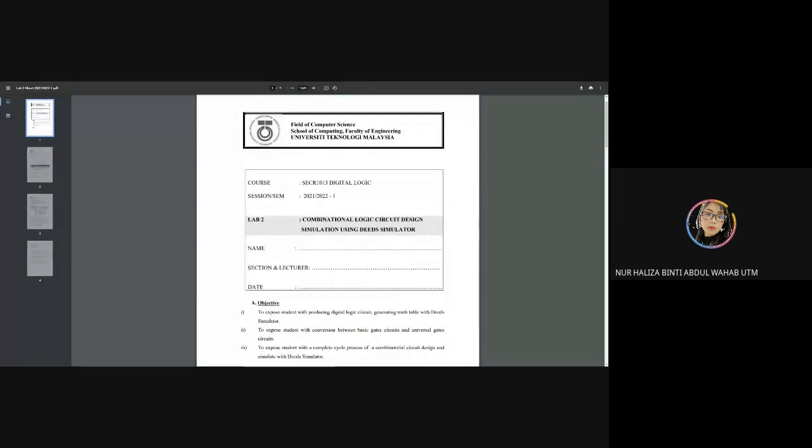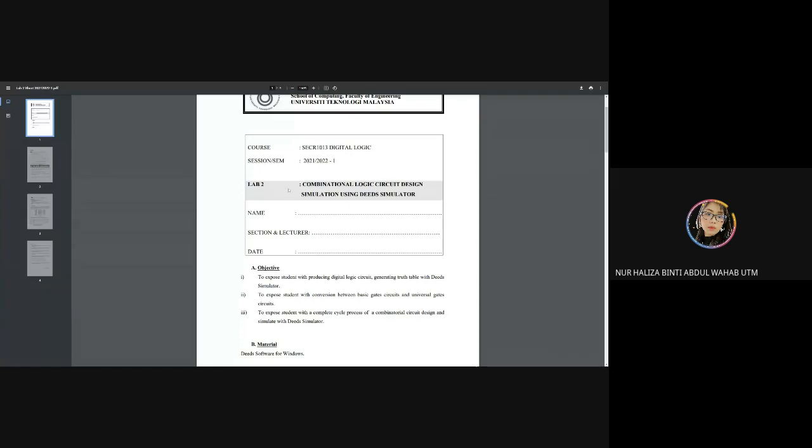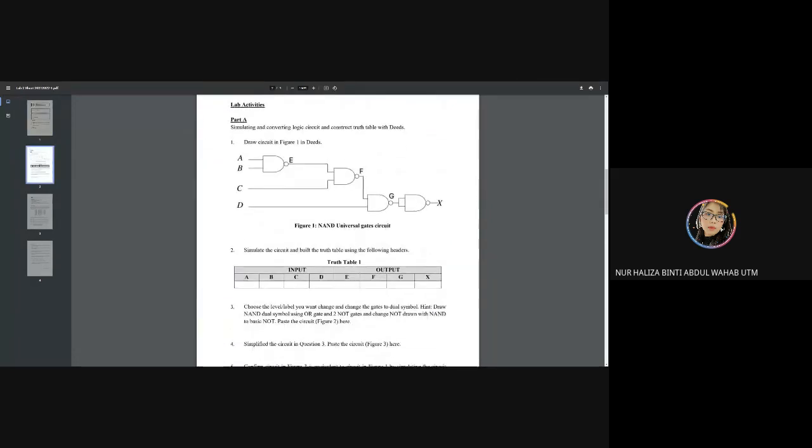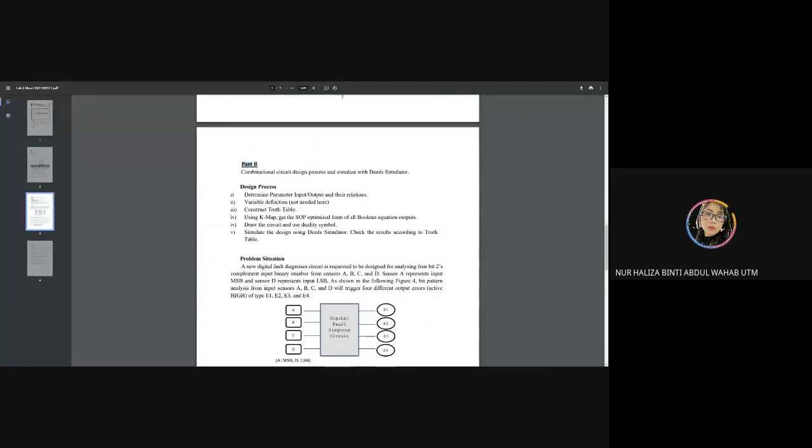Tadi saya ulang balik. Baru nampak kan lab 2 ni kan? So for this lab 2, apa yang you perlu buat, you kena tulis nama dekat sini and then you kat sini ada empty space, sebelah kiri ke sebelah kanan ke, you put your name, you punya kawan-kawan punya nama, group member. Lepas tu there will be a part A and also part B.